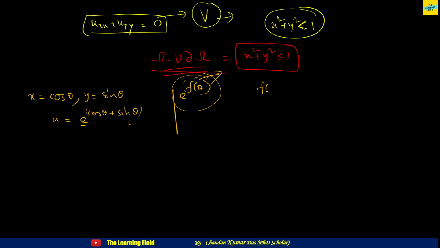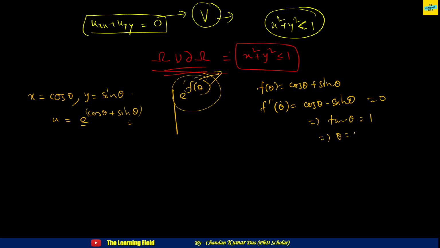So if we take f(theta) equal to cos theta plus sin theta, then f dash theta is equal to cos theta minus sin theta. So f dash equal to 0 means cos theta equal to sin theta, that means tan theta equal to 1. That means theta equal to pi by 4. Now this is the point where the maximum or minimum value happens.